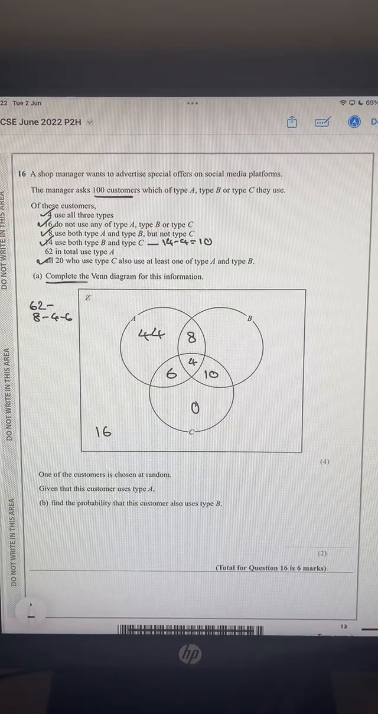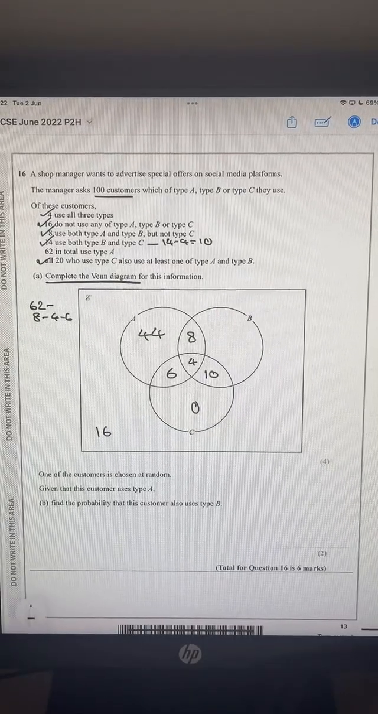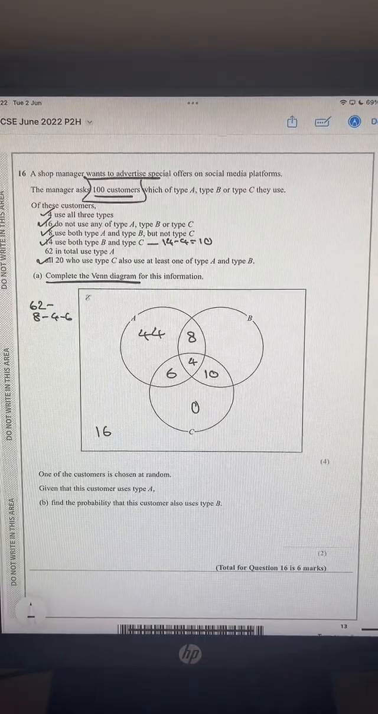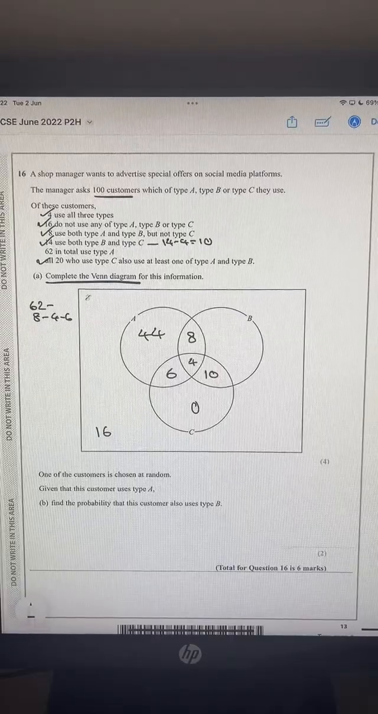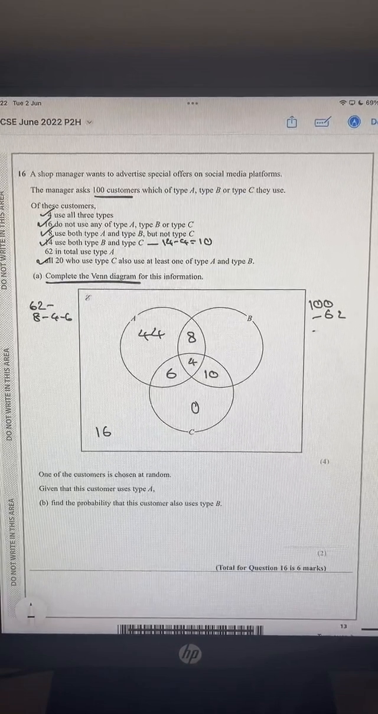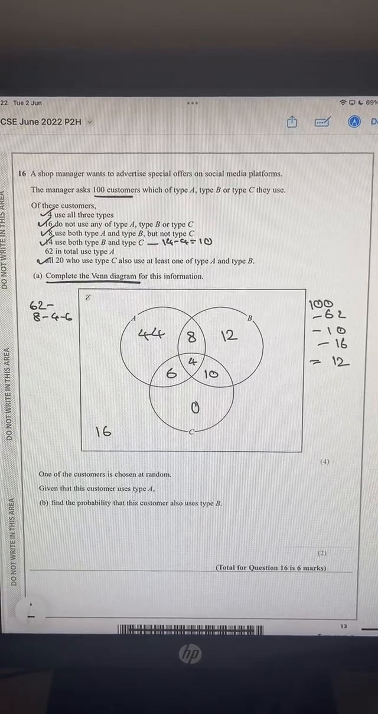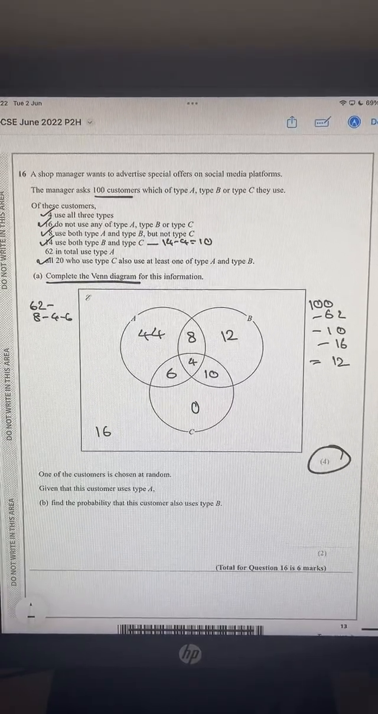Now, have I completed my Venn diagram? Nope, because this section here is still missing. They are typically not going to give you one more fact explicitly for that, but you need to use the fact they give you at the top over here, which I underline, of 100 customers. So we have 100 customers. We know that 62 use A, so take away 62 from this. Then we just take away 10, and we take away 16, and then we get 12. So 12 just use B, and that is it for 4 marks.